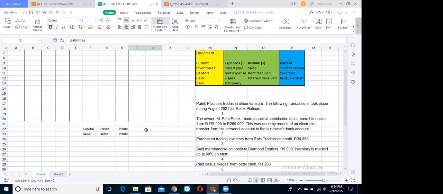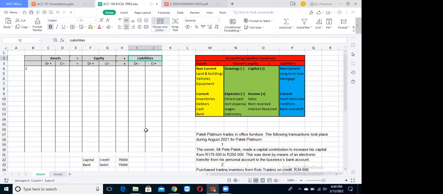So does it go under assets? Does it go under owner's equity, or does it go under liabilities? I took it upon myself to provide you with this summary, which states where what goes. So for capital, we will find it under owner's equity, and it has an impact of increasing owner's equity.